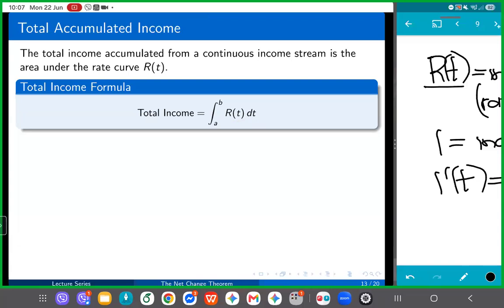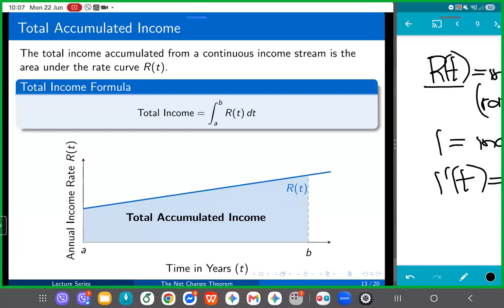So we have the net change, the net income, the total income equal to the integral of the rate of change of the income, or again, the income flow. This follows from the net change theorem or the fundamental theorem of calculus more generally. Here we have the geometric interpretation of the formula. The curve represents the income flow. The area below it is the total income from A to B.